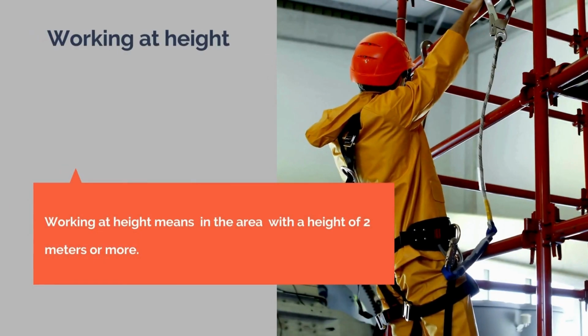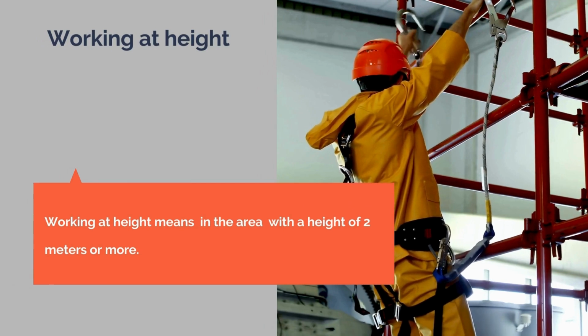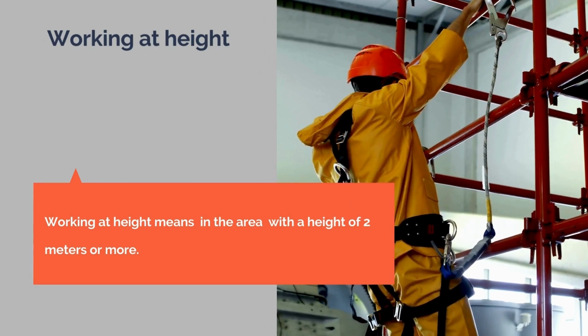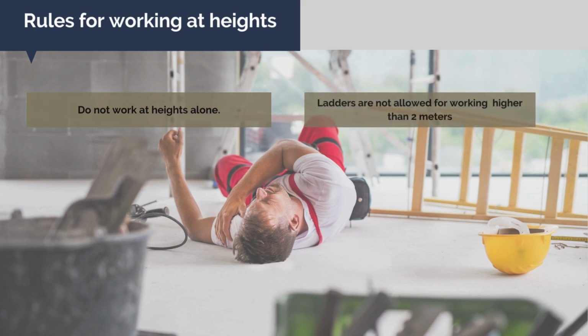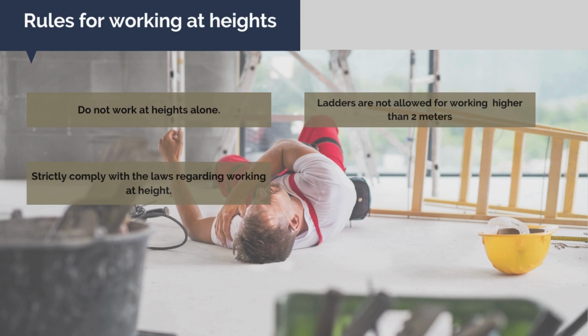Working at height. Working at height means working in an area with a height of 2 meters or more. Rules for working at heights. Do not work at heights alone. Ladders are not allowed for working higher than 2 meters. Strictly comply with the laws regarding working at height.